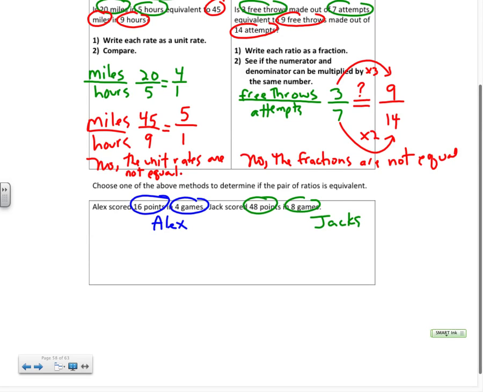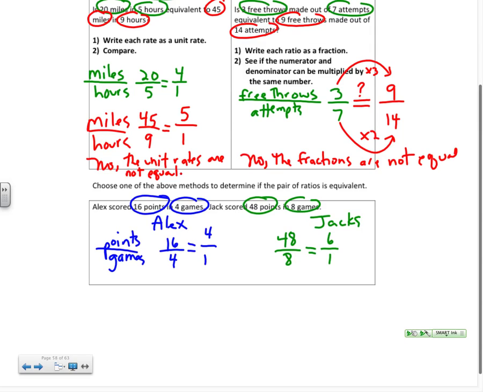In setting up my ratio, I know I'm comparing points to games. And for Alex, he scores 16 points in 4 games. If I look at those two numbers, I know 16 divided by 4 is easy. So 16 divided by 4 is 4. So this rate is 4 to 1. If I look at Jack's points to games, he's scoring 48 points in 8 games. And again, I know I could divide 48 divided by 8 easily. So 48 divided by 8 is 6.